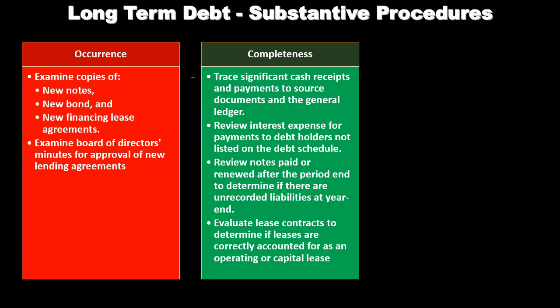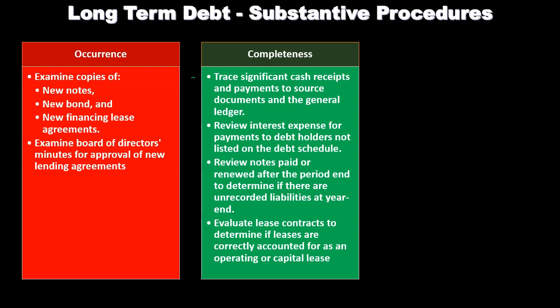Next, we're going to review notes paid or renewed after the period end to determine if there are unrecorded liabilities at year end. So if we consider a transaction that's happening right after year end, our concern is, well, is that transaction in the correct time period? In other words, are we complete as of the year-end time period here? And possibly these loans should be on the books at this point. So we'll test the things that happened closely after the year-end process and consider whether or not they should be in the current year.